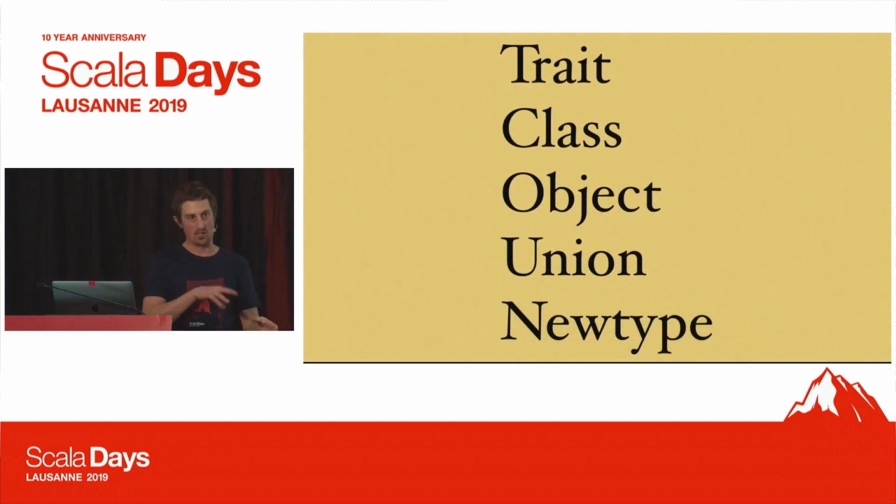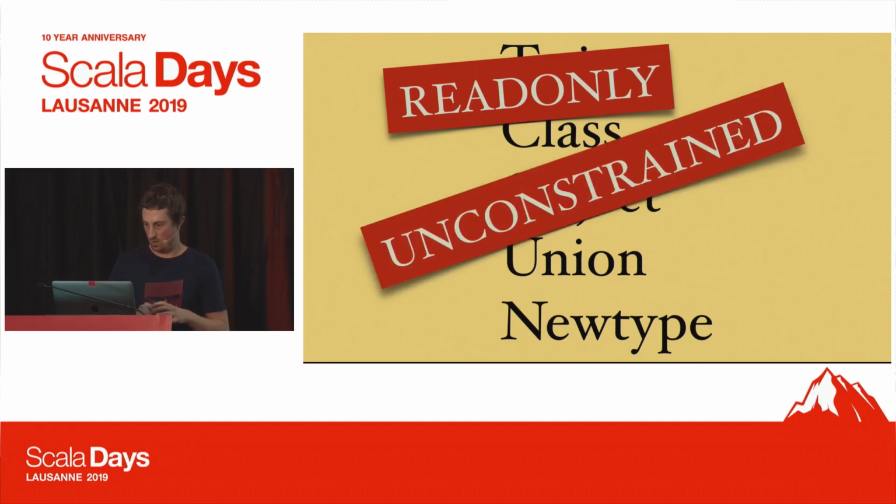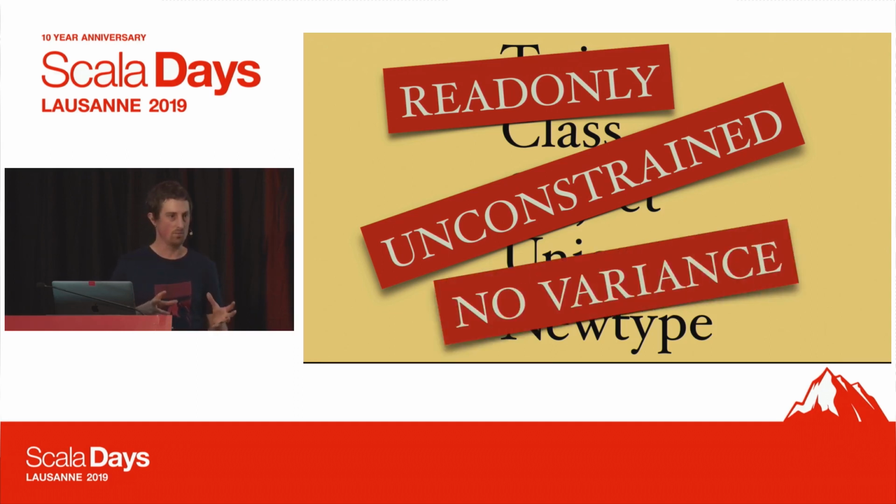So what we've got automatically generated from the Scala types are traits, classes, objects, unions, and new types with a few caveats. Everything's read-only. So if you want to mutate something, you need to create a method that takes the new value and do that in Scala. Everything's unconstrained. There are no generic type constraints yet. I don't think they'd be too difficult to implement, at least simple ones, but it hasn't been necessary. And there's no variance.